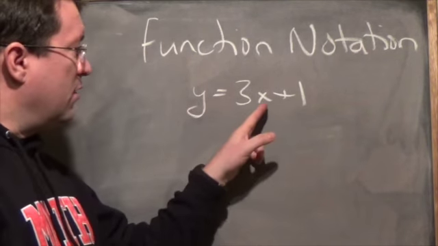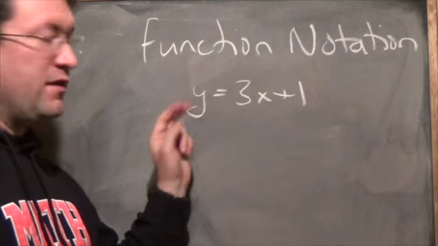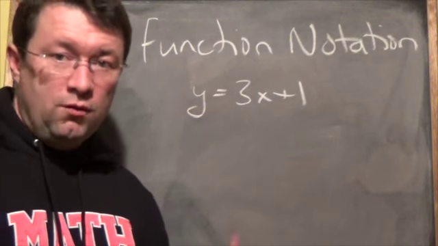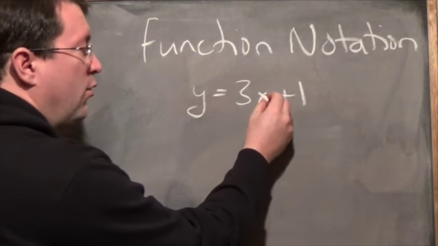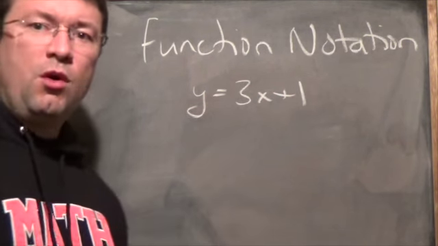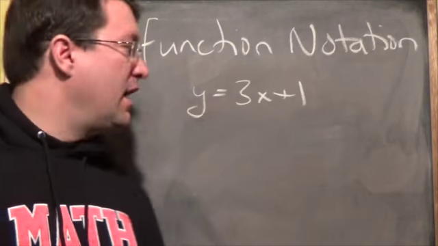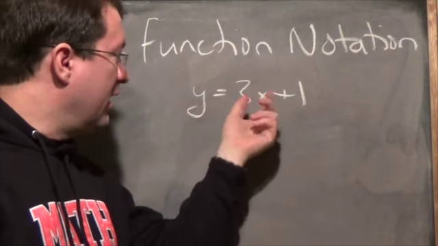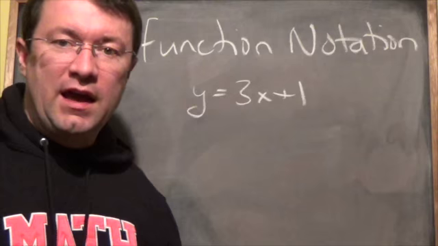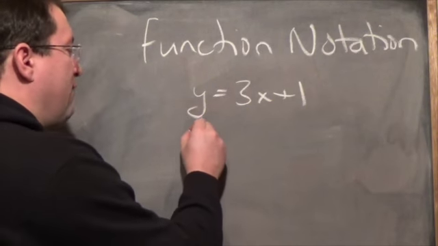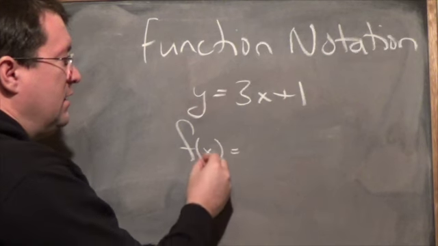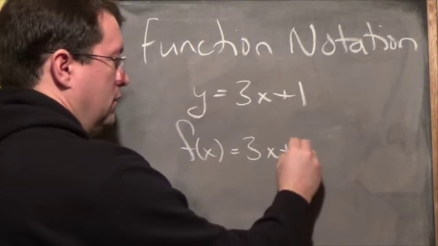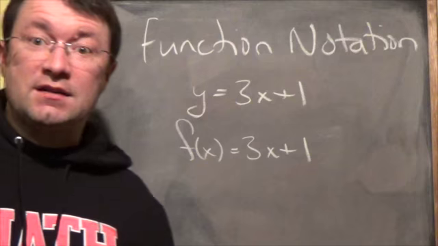So what we've got here is a relationship between the independent variable and the dependent variable, okay? Where y is the dependent variable. But remember that what's going on here is y and x both refer to numbers, okay? I choose a number for x, I plug it in, multiply by 3, add 1, and I get the y coordinate here. In function notation, we simply replace the y, okay, with f of x.